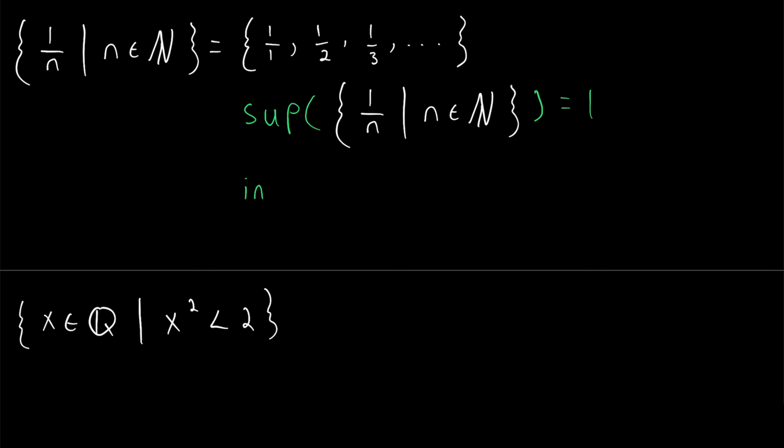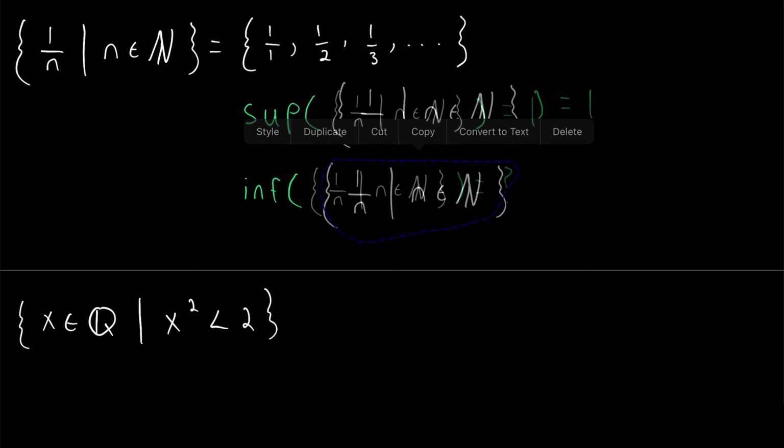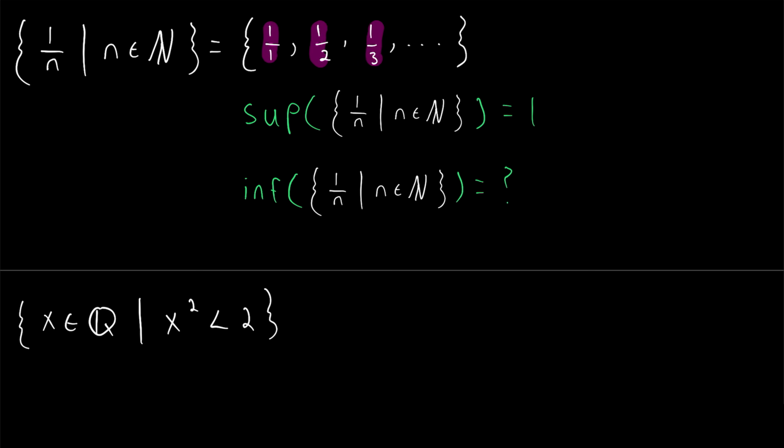Alright, now how about the infimum of this set? Does the infimum exist? Well, certainly the elements of this set are just getting smaller and smaller for larger values of n. However, they never get negative. In fact, what they do is get closer and closer to 0.